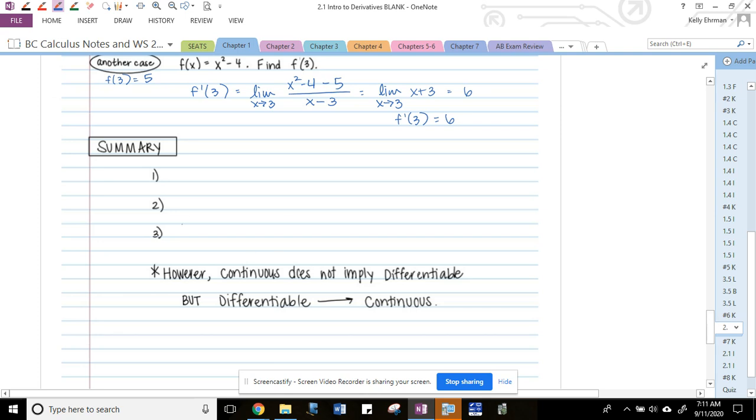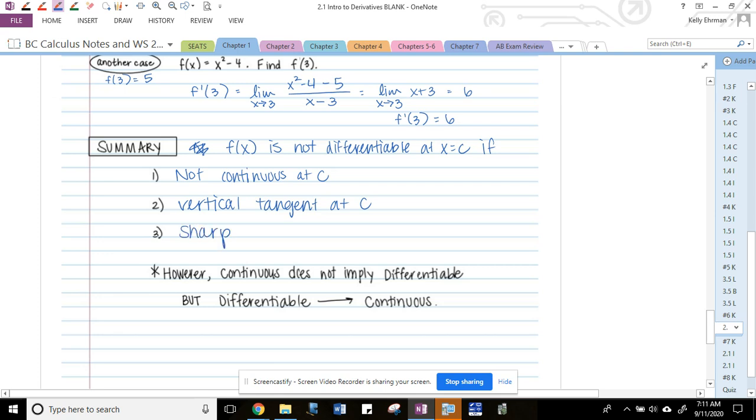Okay, so summary. F of x is not differentiable at x equals c if either it's not continuous at c, or you have a vertical tangent at c. And when we used our limit definition, that was when the limit turned out to be infinity or negative infinity. Or if you have a sharp turn, and believe it or not, that's the terminology we're using, at c.